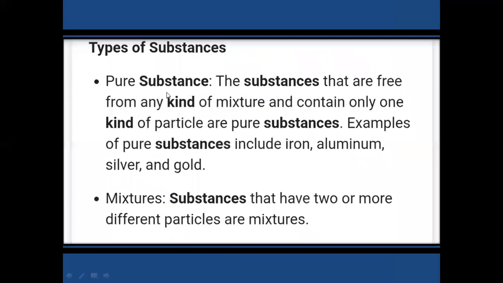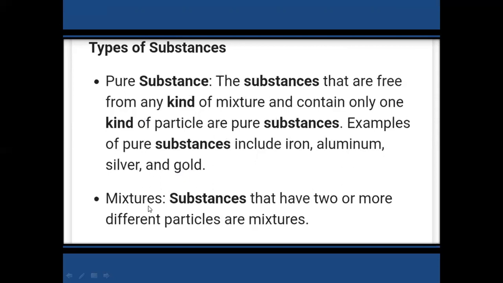Types of substances: pure substance and mixture. Pure substances are made up of the same kind of atoms, while mixtures are made up of two or more different types of atoms or different types of particles. So pure substances are free from any kind of mixture and contain only one kind of particle. I told you they contain only one kind of atom. Examples of pure substances are iron, aluminium, silver, and gold. They contain one kind of atom.